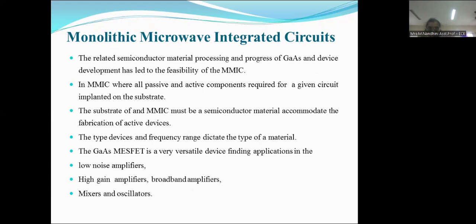The GaAs MESFET is a very versatile device in many applications because it can be used as a low noise amplifier, high gain amplifier, broadband amplifier, mixer and oscillator. That is, the GaAs MESFET is a very useful and versatile device.